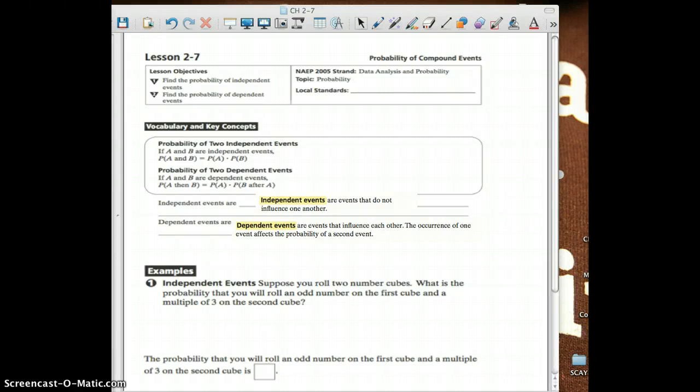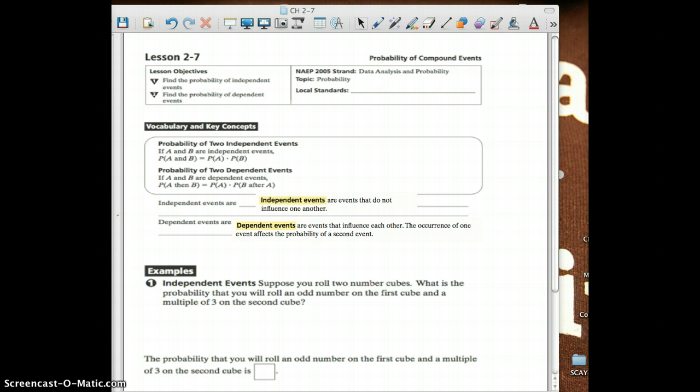Hi class, we're looking at section 2.7, which is finding the probability of dependent and independent events. You'll think of these as events that have two things happening, or two types of choosing or occurrences. I don't want to say events, but it's basically a compound event. Two things are happening. What we talked about yesterday in the previous lesson had one thing happening. It was a single event.